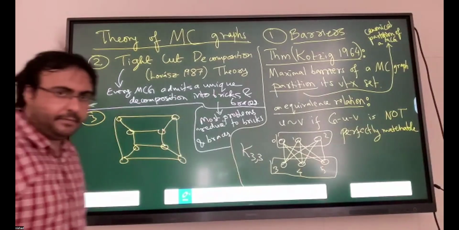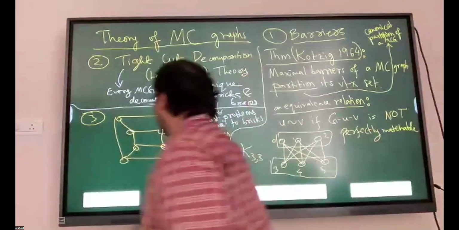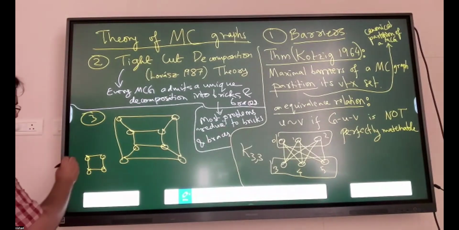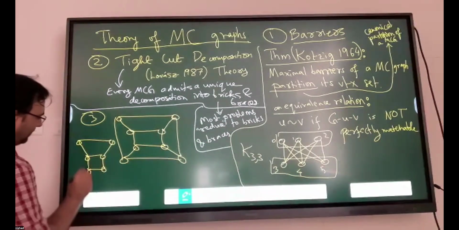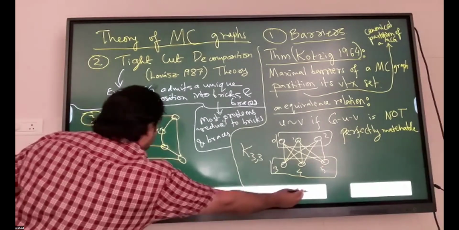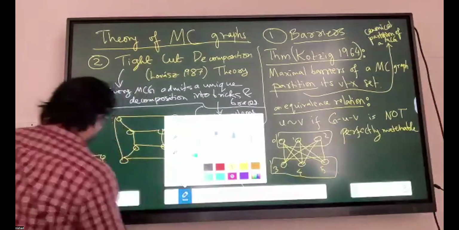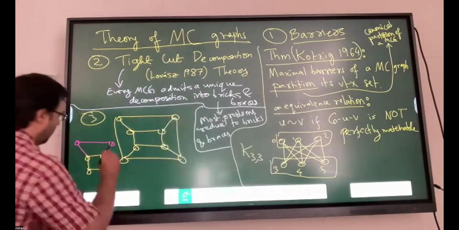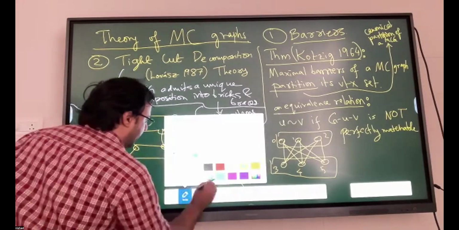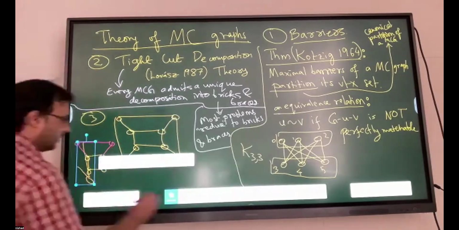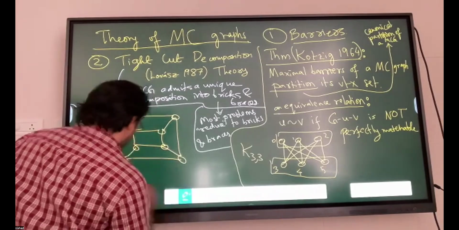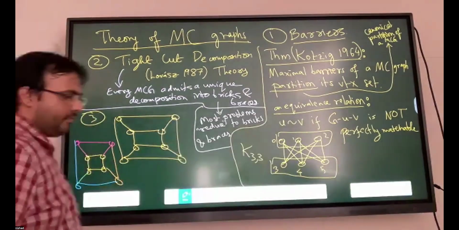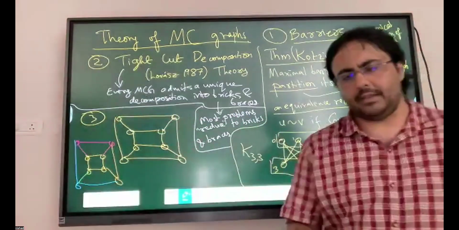Here is a two connected graph. What you can do is you can start with some cycle and you can keep adding paths. Here is one path. Maybe I'll use another color. I have added one path. Then I will add another path. Then I will add another path. And now I will add one more path.